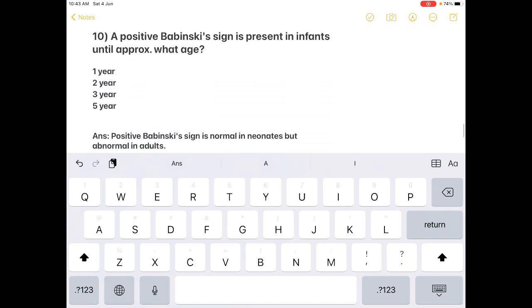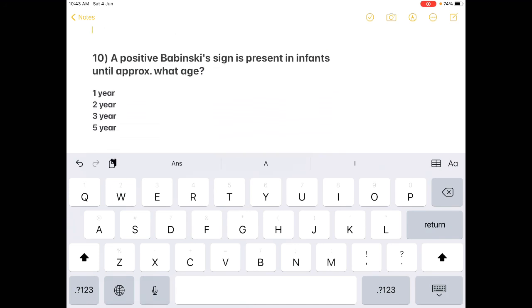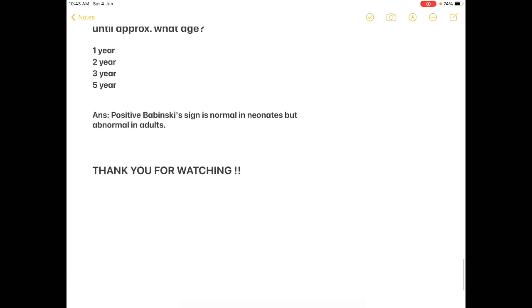Next question. A positive Babinski sign is present in infants until approximately what age? Option A, 1 year, B, 2 years, C, 3 years, D, 5 years. The correct answer here is A. A positive Babinski sign is present in infants until 1 year. A positive Babinski sign is normal in neonates but abnormal in adults.